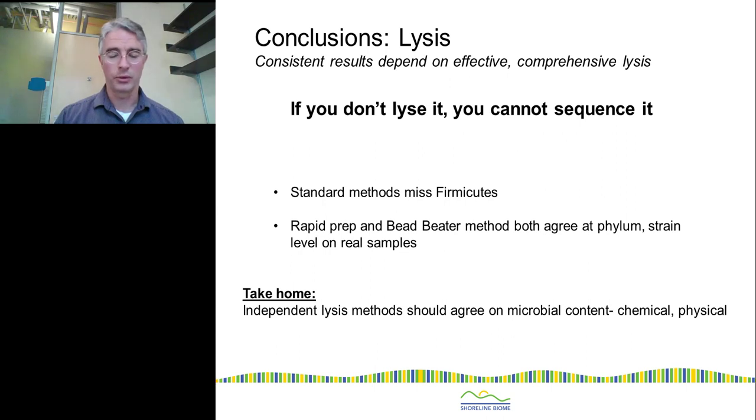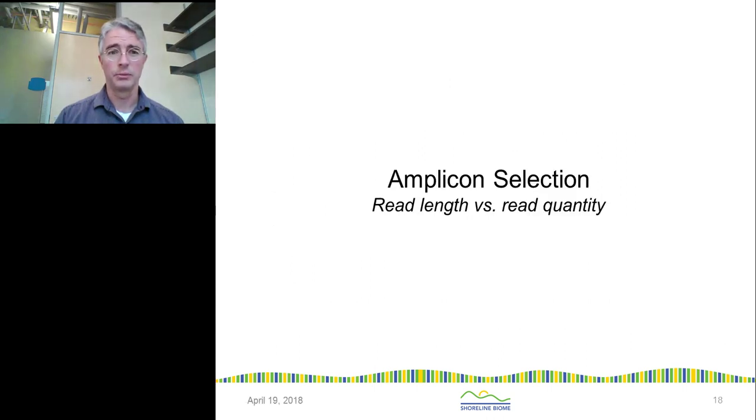So that's really where I want to move on from lysis and move to the second challenge, which is amplicon selection, read length versus read quantity. So essentially, the longer reads will give you more information, but they're going to cost you more money. So what is that balance, and how do you want to do that?